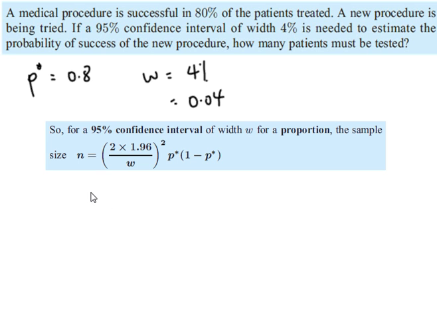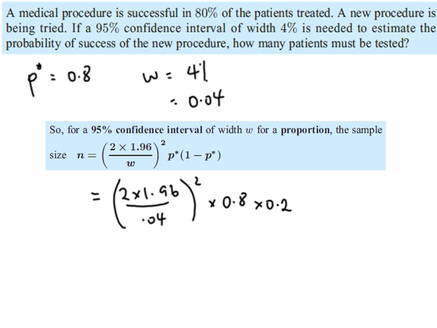So here's our formula for the number of patients, the sample size. All we have to do is replace W and p star. So 0.04 here. And then our estimate for the proportion is 0.8. And therefore 1 take away 0.8 would be 0.2. So we end up with about 1537 for our sample size.